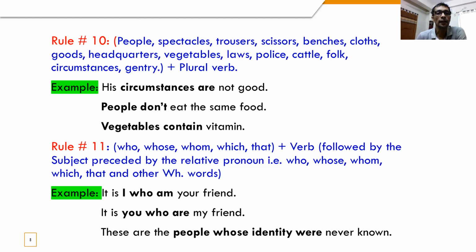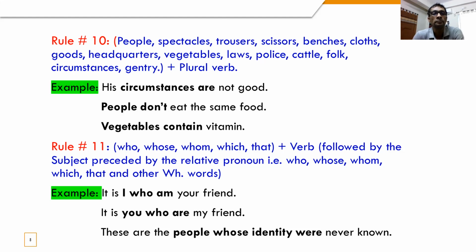Rule number 11: who, whose, whom, which, that is always followed by the verb, but there is a condition. It will have to be followed by the subject preceded by the relative pronoun. That is, when you use who, whose, whom, which, that, or other WH words, you have to go back just before the word. You have to follow the subject. So the verb will depend upon the subject preceding it.